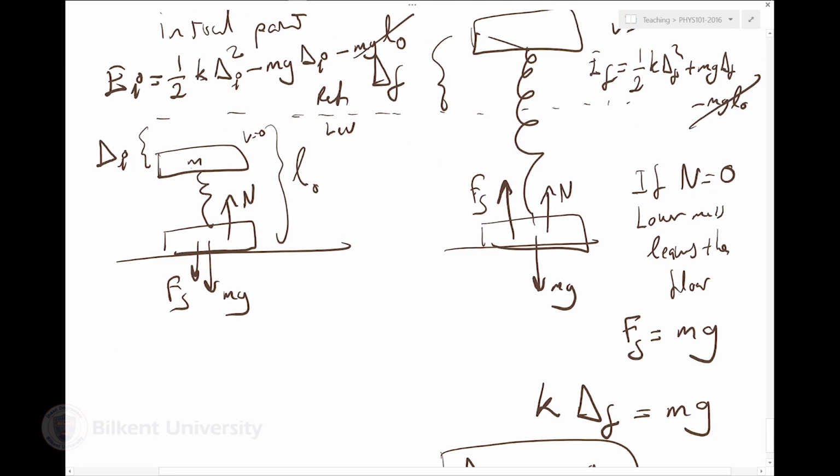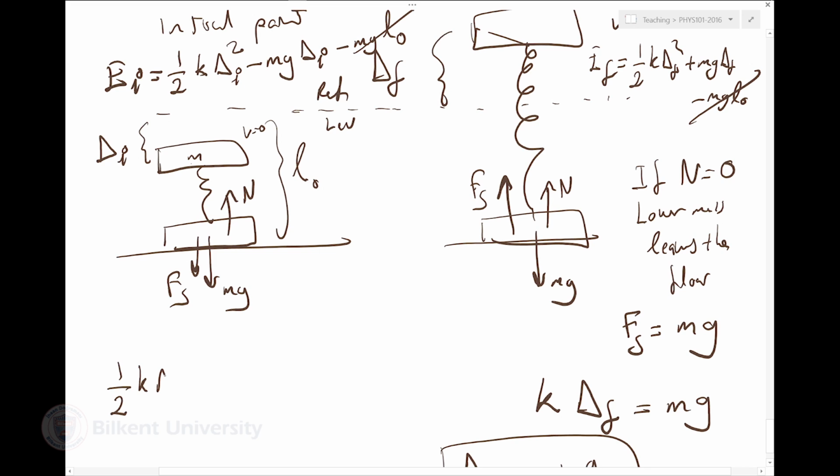So what does that tell me? It tells me that 1/2 k delta initial squared minus mg delta initial is equal to 1/2 k delta final squared plus mg delta final. Okay?